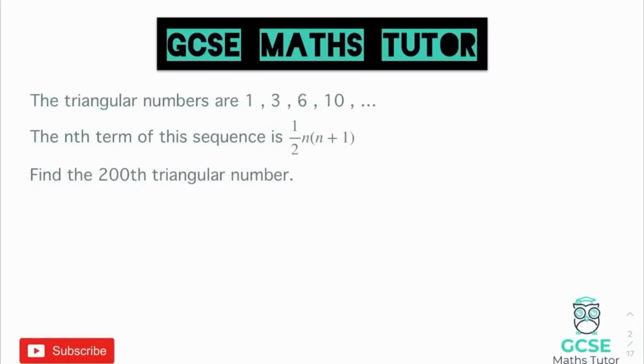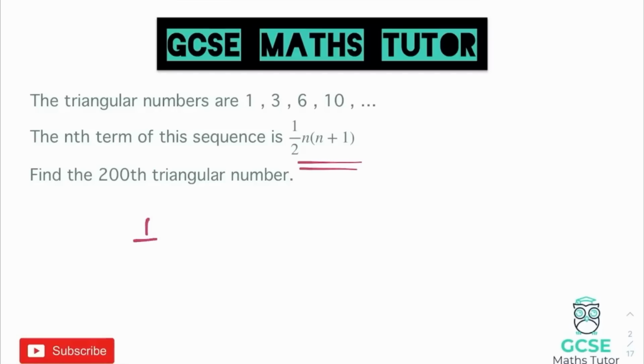Okay, so here we're looking at the triangular numbers. Now it says here the triangular numbers are 1, 3, 6, 10, and then the sequence continues. It says the nth term of this sequence is a half n brackets n plus 1, where n is the position within the sequence. So it says find the 200th triangular number. So to find the 200th triangular number, we just substitute it into our nth term, which we've got just here.